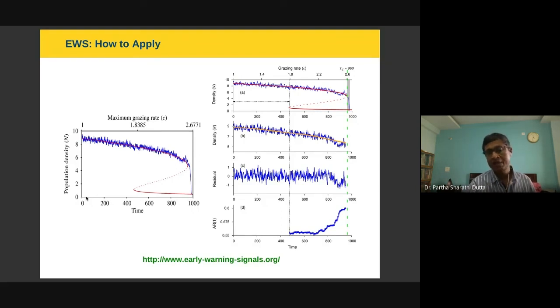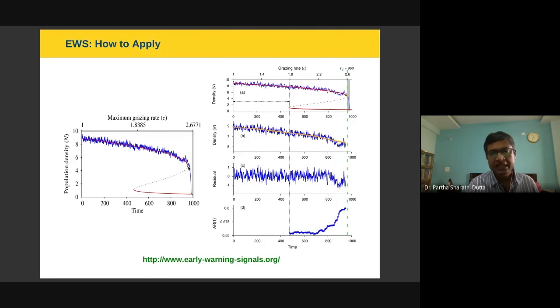So what will then happen is that, together with time, I am changing the parameter. When I'm at 0, I am at parameter 1. When I am at 1000, I am at parameter 2.6. So as I vary time and parameter together, I can get a time series. And that stochastic time series I got first here. The blue line is a stochastic time series.